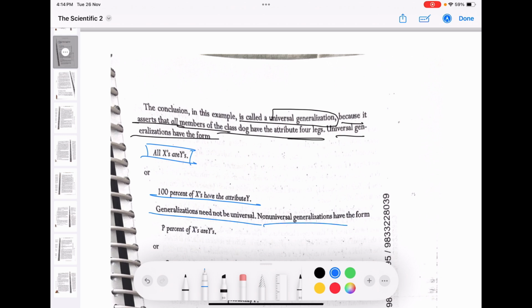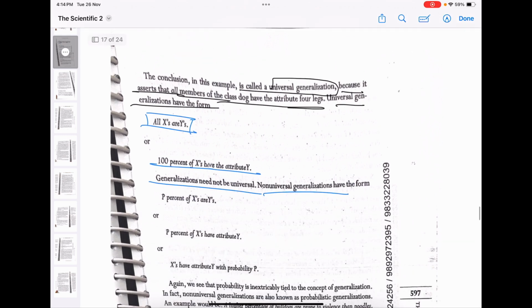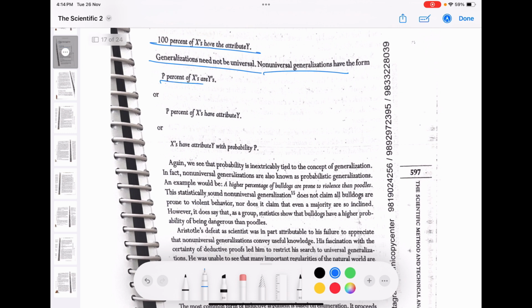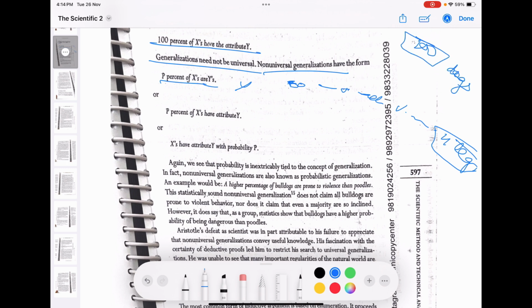Generalizations need not be universal. Non-universal generalizations can be: p percent of x are y, right? That's what we just discussed. This many percent of the dogs would be healthy, and all of those dogs would basically have four legs because they are healthy. So if there are 100 total dogs in the world, and 90% of them are healthy dogs, again, percentage came into the picture.